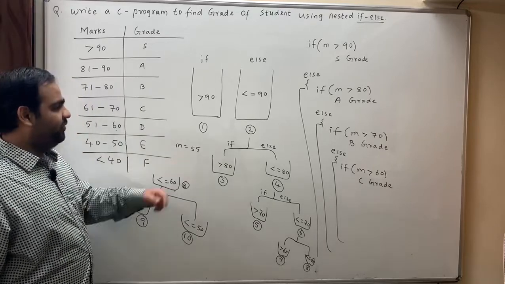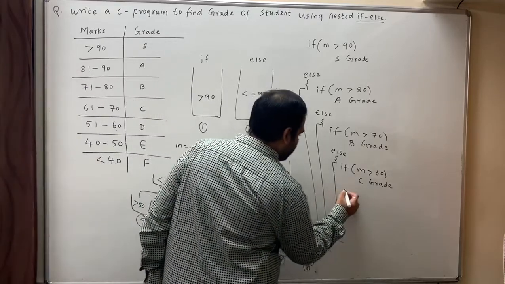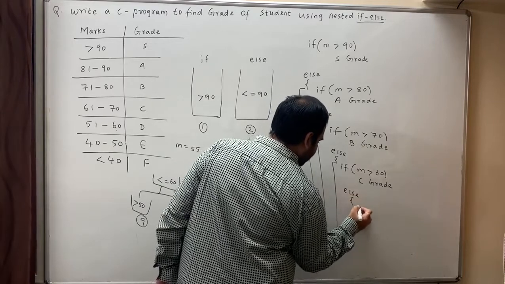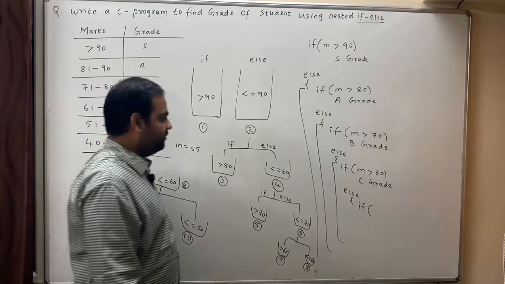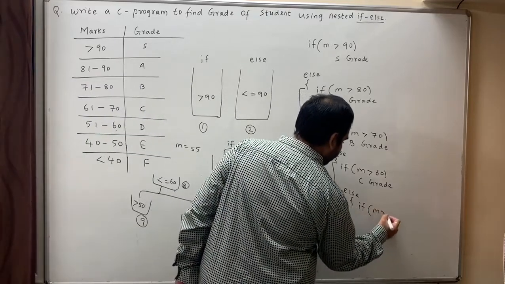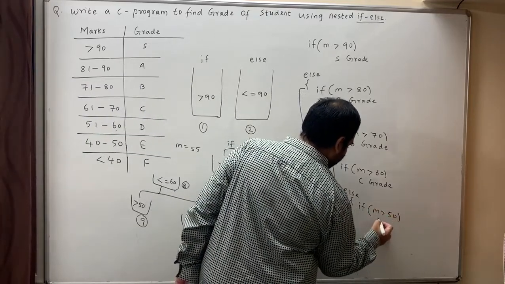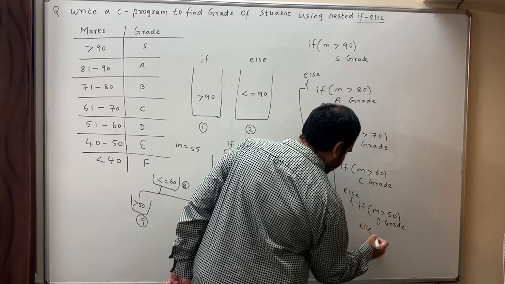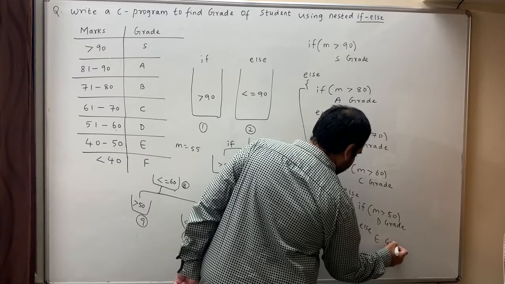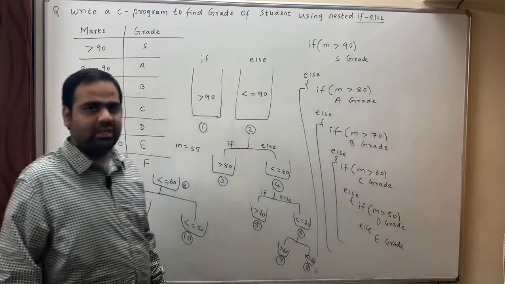Right, now 55. Again what will we do over here? We will say else if, what is the condition? M greater than 50, then it is D grade. Else, what grade is it? It is E grade. Needless to say, it is E grade.